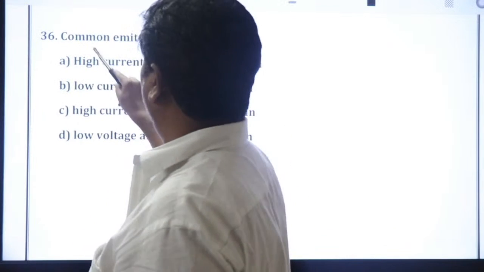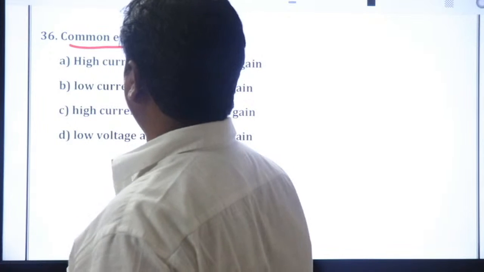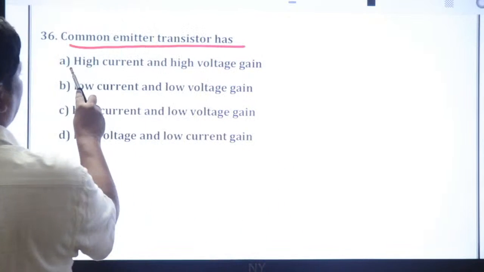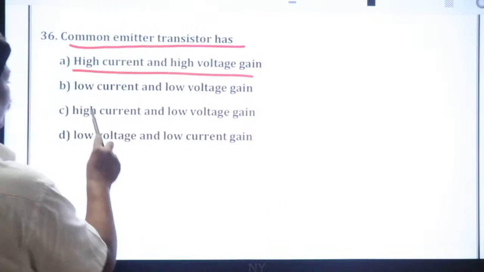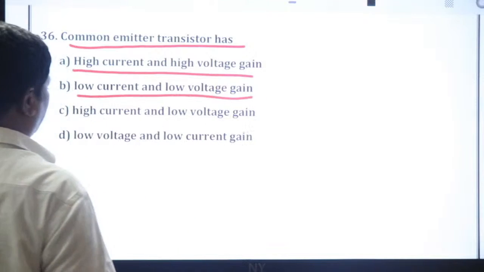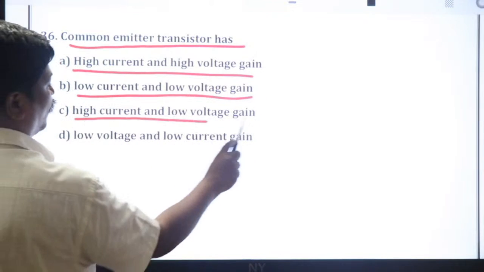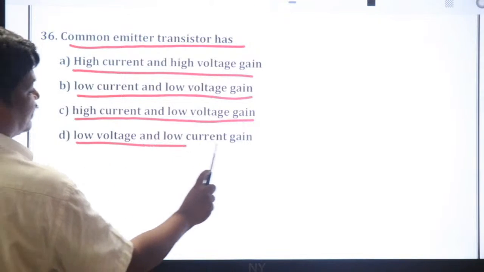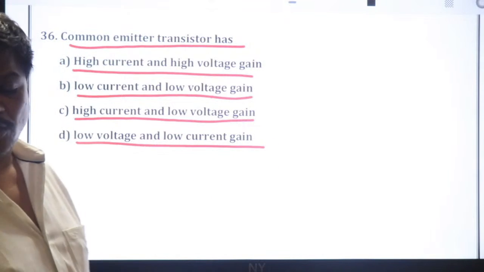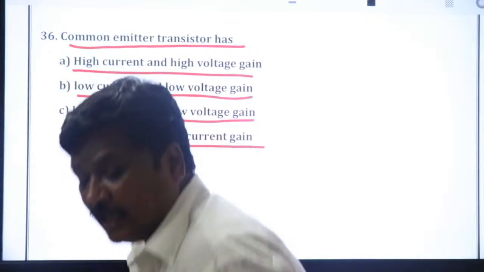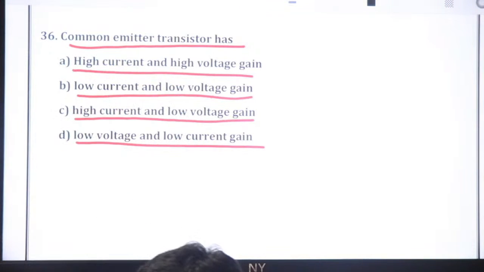Common emitter transistor has: high current gain and voltage gain, low current gain and voltage gain, high current gain and low voltage gain, or low voltage gain and low current gain. Already, how many questions have come based on this one? You can observe, so many questions are related to the similar representation.